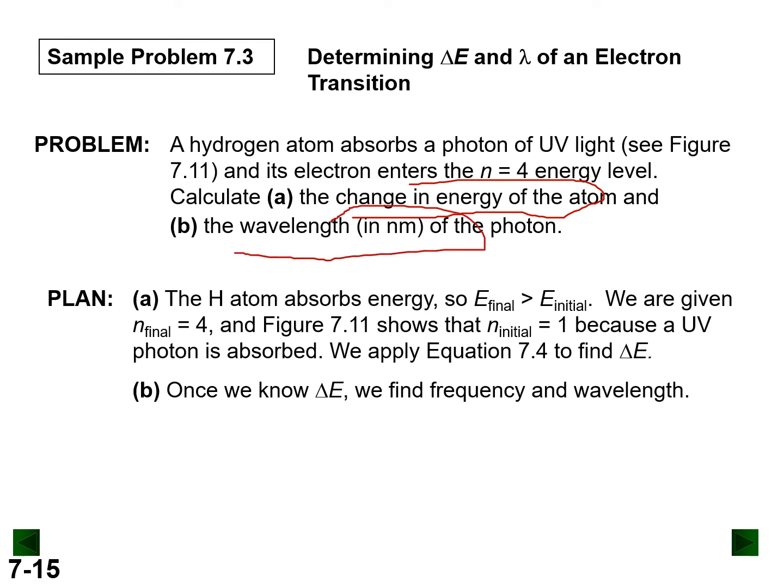Okay, based on this problem, it states that the hydrogen atom absorbs a photon of UV light and its electron enters the n equal to 4 energy level. As we can see, when it absorbs a photon of UV light, it means that n equal to 4 and n initial equal to 1. You can refer to figure 7.11.